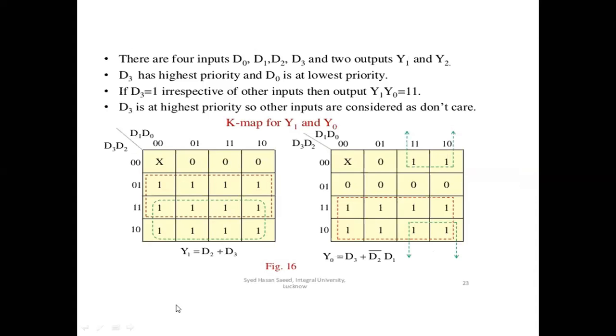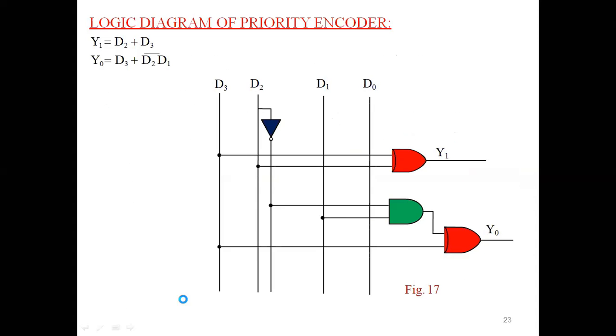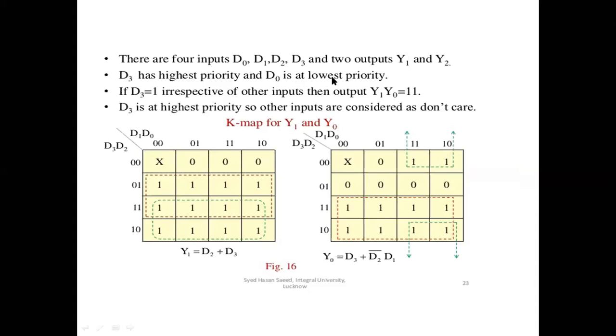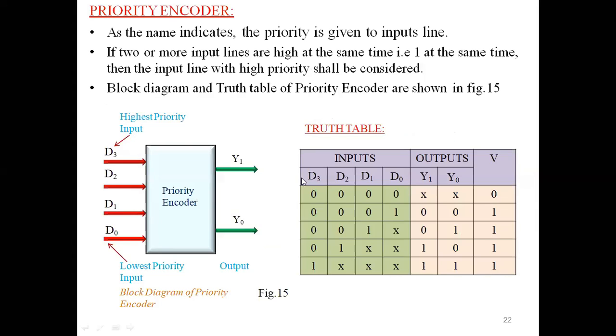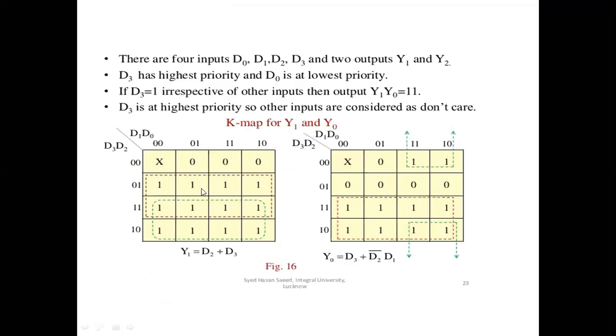So D2 plus D3. We have to take these combinations, that is 1 1. So here 4 combinations, and here 8. So 8 plus 4, 12 combinations. For these 12 combinations we place ones and do the mapping, which gives quad and oct possibilities. There are 2 oct possibilities, that is y1 is equal to D2 plus D3.